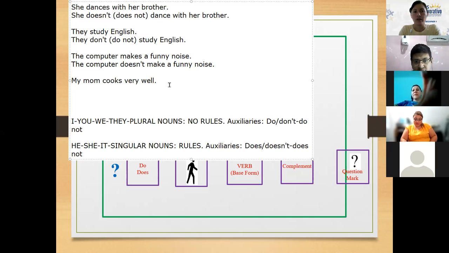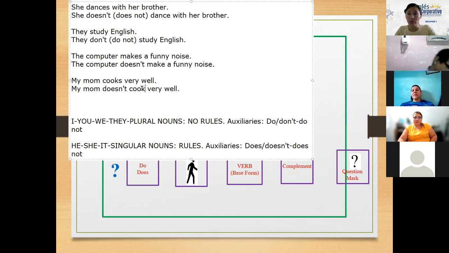My mom cooks very well. My mom cook very well. Singular. Cook very well. Sin la letra S. Very well. Okay. Now, cuando yo estoy usando auxiliares, automáticamente el verbo que voy a utilizar se convierte en una forma base. Quiere decir un verbo sin ser conjugado. Right? That's the reason why we don't need to add anything else because the auxiliary is doing the job. ¿Verdad? Allí es el auxiliar el que se encarga de transmitir ese mensaje que es tercera persona.